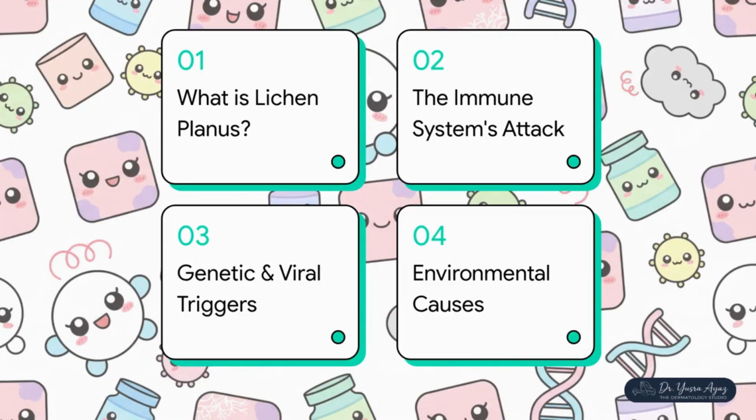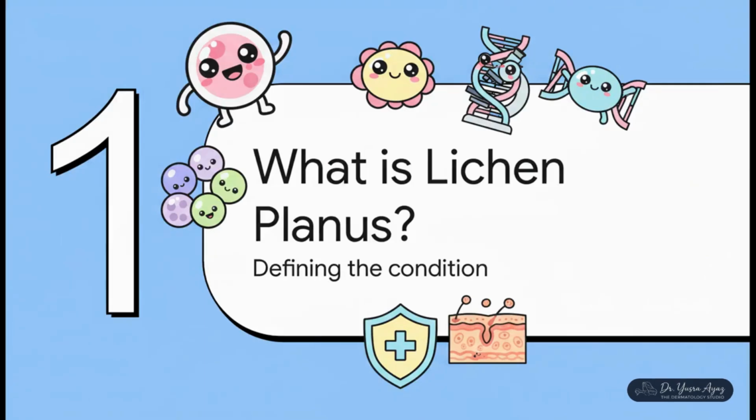All right, here's how we're going to tackle this. First, we'll define what Lichen Planus actually is and how you'd even spot it. Then, we're going to go microscopic and see the immune system's attack in action. After that, we'll play detective and investigate this huge list of potential triggers, everything from our own DNA to the medications we might be taking. So, first things first, what is Lichen Planus?